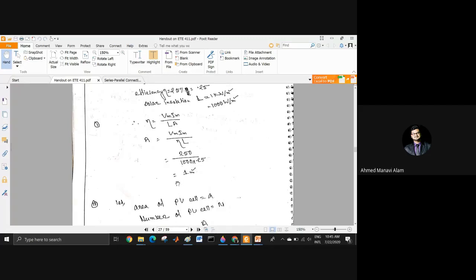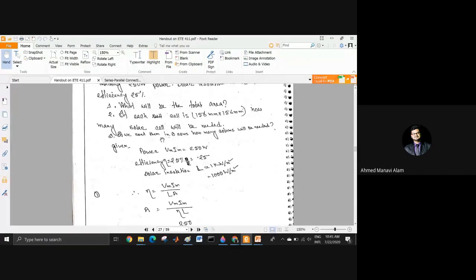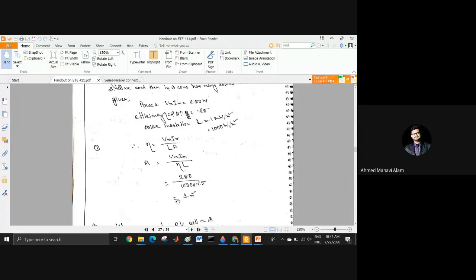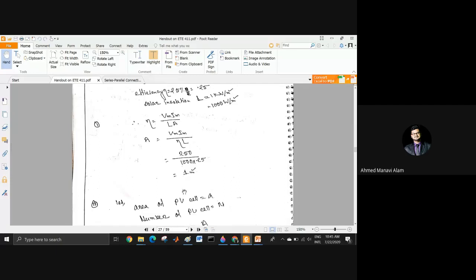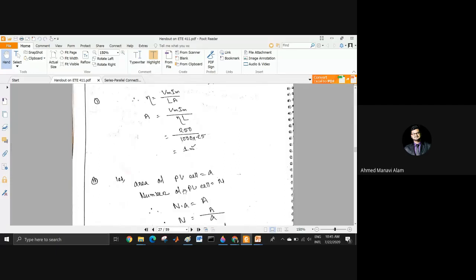The total area will be what? It is the total area that the PV cells occupy. Now I'm asking you, if each cell is 156 by 156, how many solar cells will be needed? This is the area for all the solar cells. So this is a tricky formula, a tricky thing.